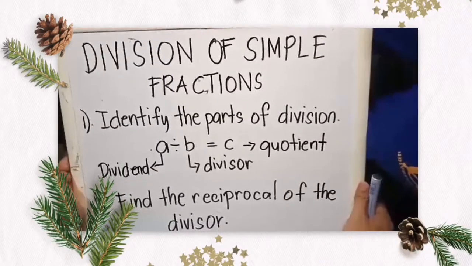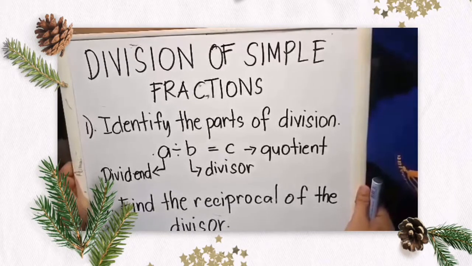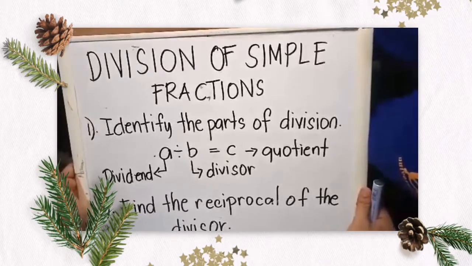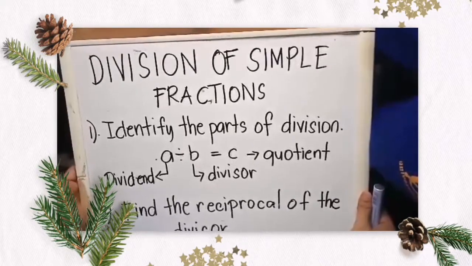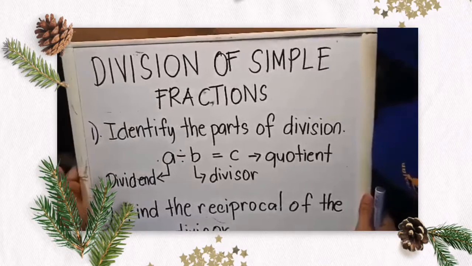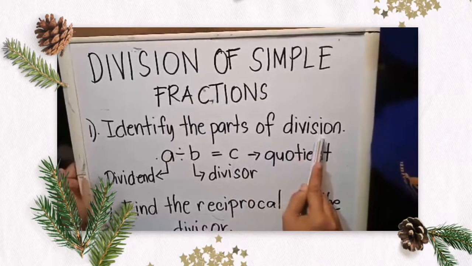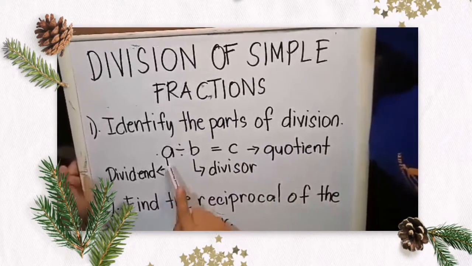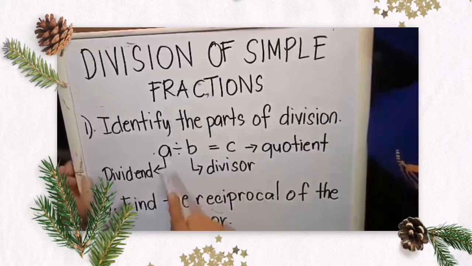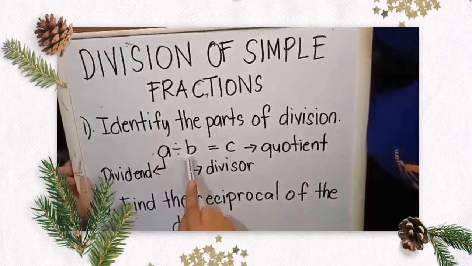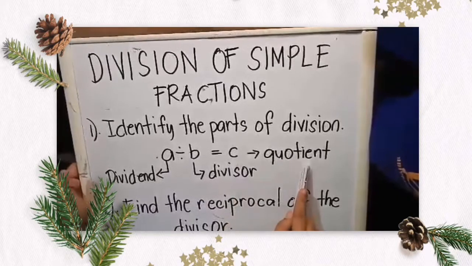Our lesson for today is dividing simple fractions and mixed fractions. But we tackle first the division of simple fractions. Now, to divide simple fractions, we have 5 steps. The first one is to identify the parts of the division. Let's say, for example, A divided by B equals C. A there is your dividend, B is your divisor, and C, or your answer, is the quotient.